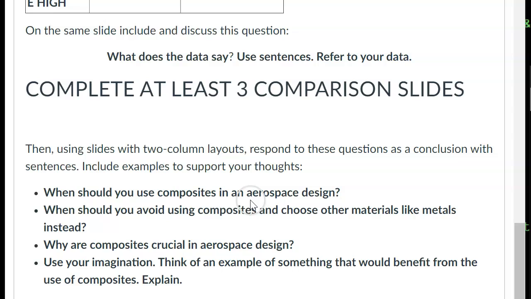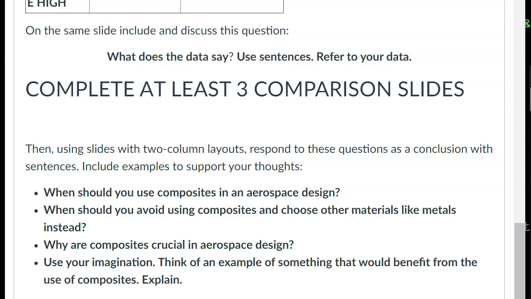All right. Then you're going to add 4 more slides that use a 2-column layout for these conclusion questions. When should you use composites in an aerospace design? When should you avoid using composites and choose other materials like metals instead in an aerospace design? So what we want to think about is applications. Put yourself in the shoes of an aerospace designer. Why would you want to use composites? Why would you want to avoid composites? You may have to do some research, but give me your thoughts in your own words.